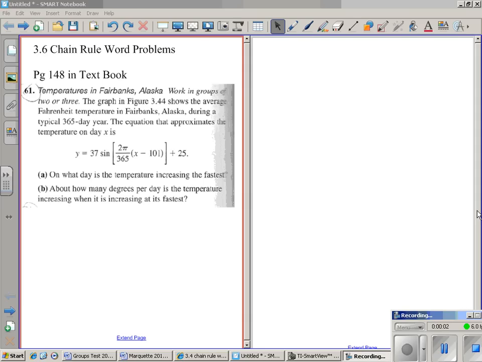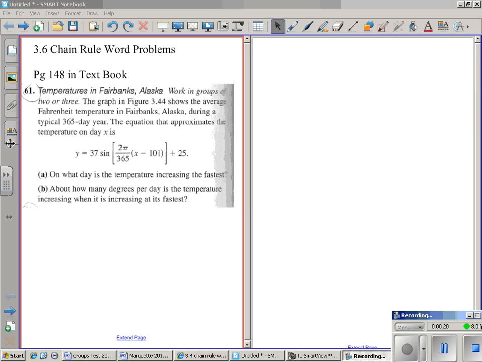Hello class. Today we're going to be discussing chain rule word problems. What I did for you all is scan a couple of problems from the textbook so that I could talk about the solution to these problems that will all require using the chain rule.